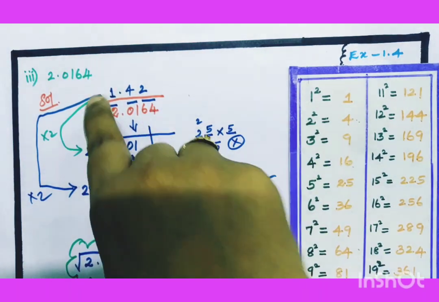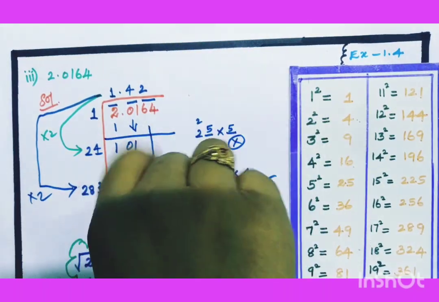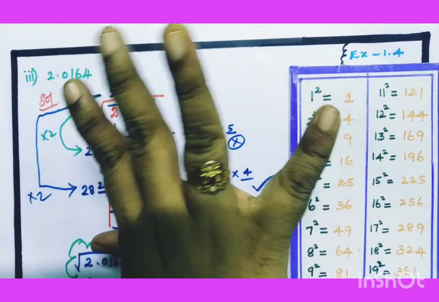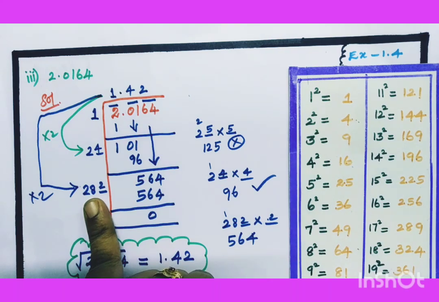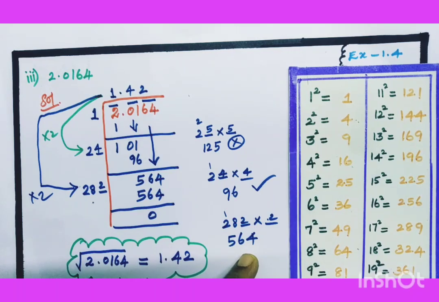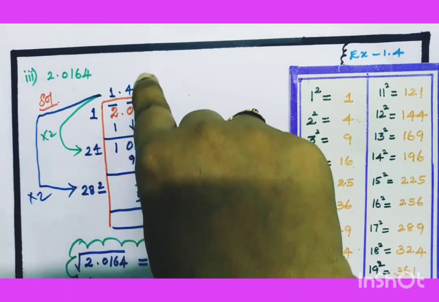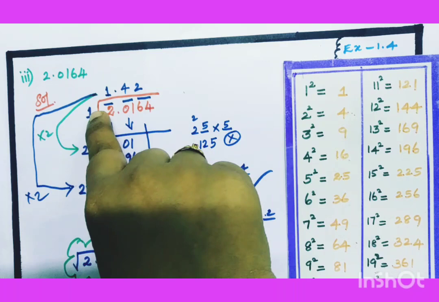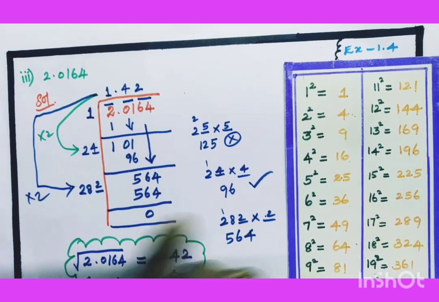Write down the next pair. Next 1.4. We want to take the point now. No, you just consider the number 14 into 2. That's all. 14 into 2 you can multiply is 28. Okay. 28 dash into dash now. I tried in 2. So I got the answer 564. Then 564 you can subtract, 0 will be the answer. Then what will be the answer for that? 1.42. So the square root of 2.0164 is 1.42. That's all.